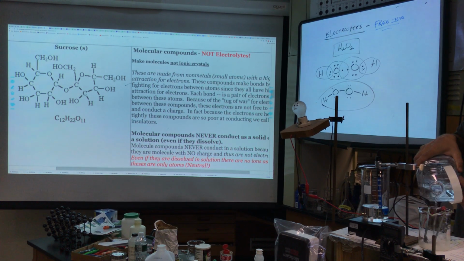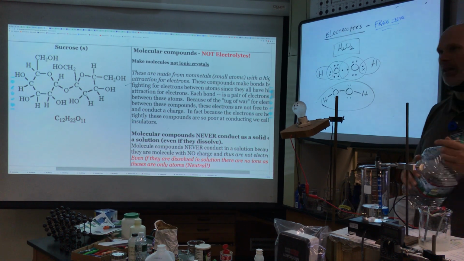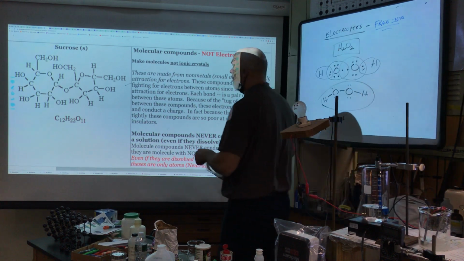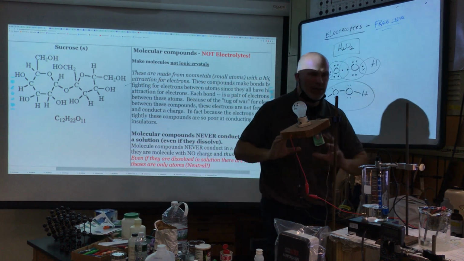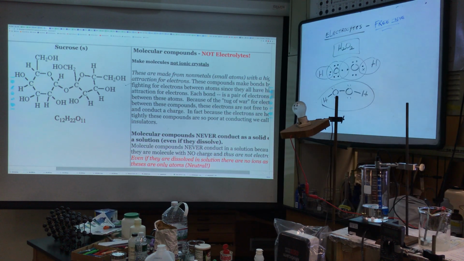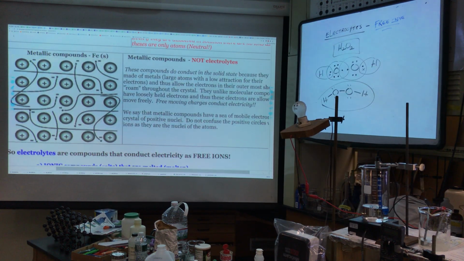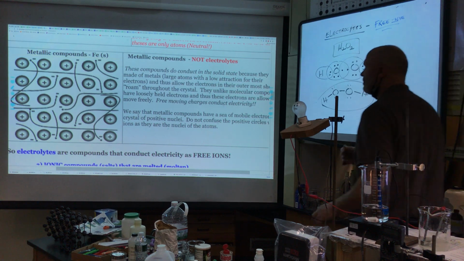So I, of course, make sugar water, and Ernie doesn't light up. It doesn't conduct. If I was to melt it, it wouldn't conduct. Non-electrolyte, it doesn't conduct as a solid. Okay, now, last compound, never considered to be an electrolyte.